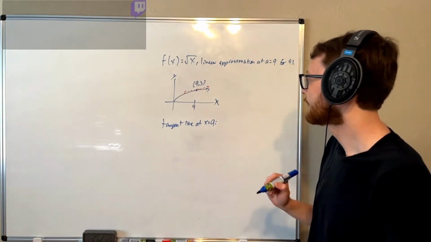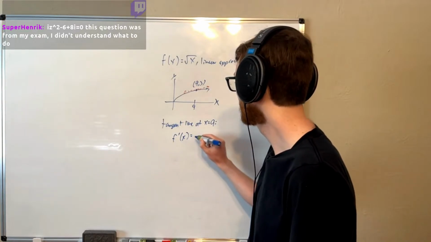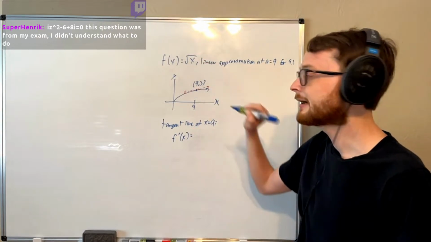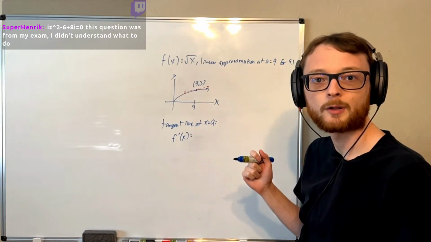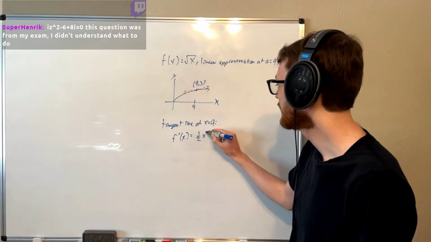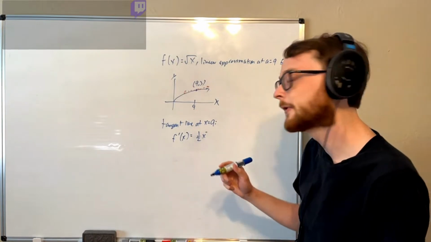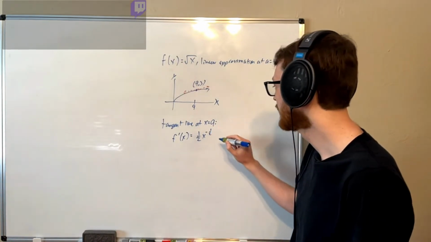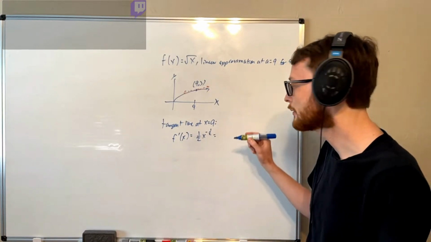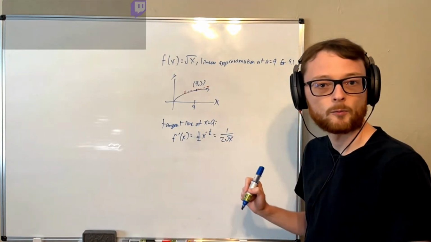So we need to find f prime of x for the slope of the tangent line. If you know your power rule, square root of x is like x to the 1/2. When we apply the power rule, we bring the exponent down, 1/2, and do the exponent minus 1. So 1/2 minus 1 is negative 1/2. And a power of negative 1/2 can also be written as 1 over the square root of that. So I'm going to write it like this, but either form is completely fine.